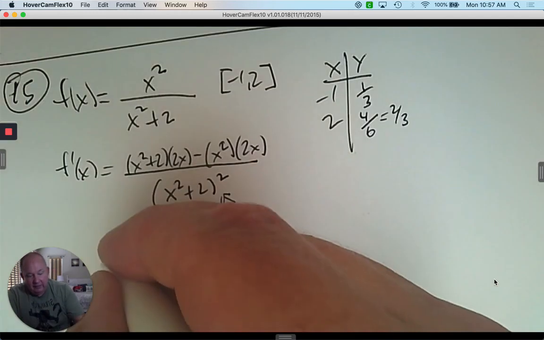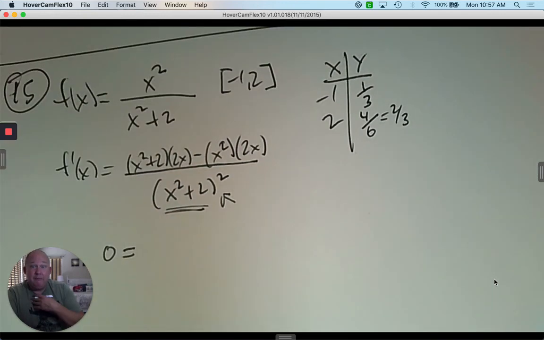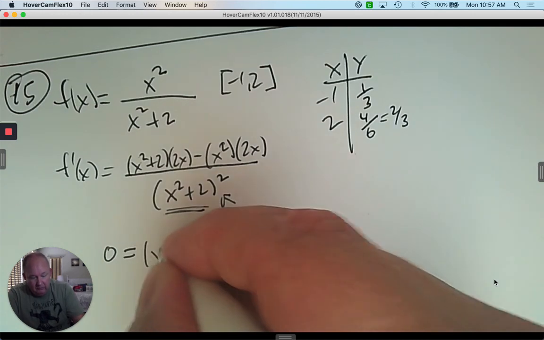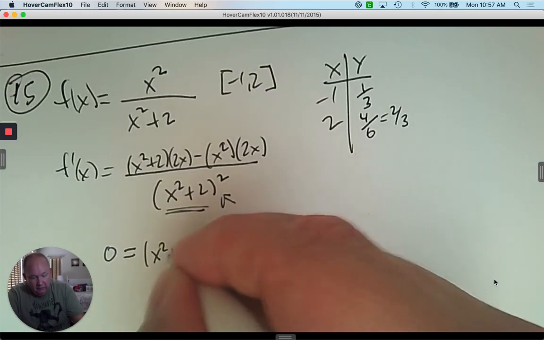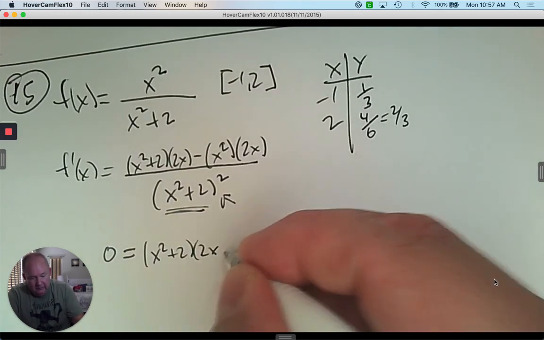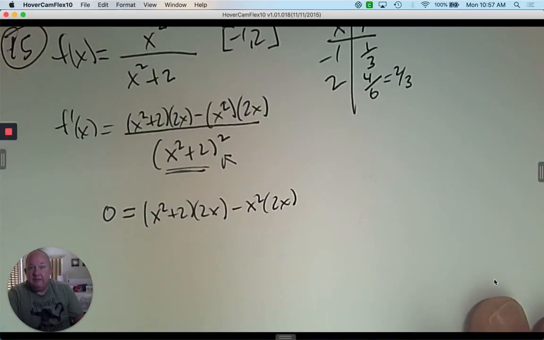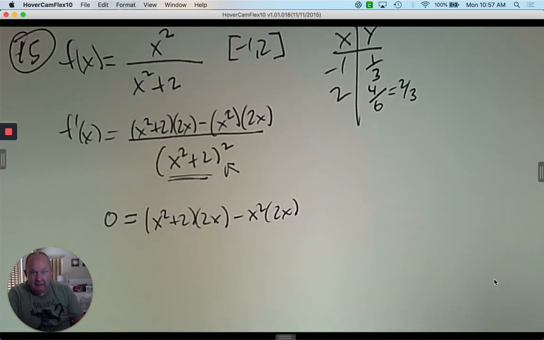So next, I'm going to make it equal to 0. When I have a fraction and I'm making it equal to 0, I just need the numerator. So if the numerator is equal to 0, that's really all I need. So I have x squared plus 2 times 2x, subtract x squared times 2x. I'm going to make that equal to 0. I'm not going to give up. I'm going to solve that.